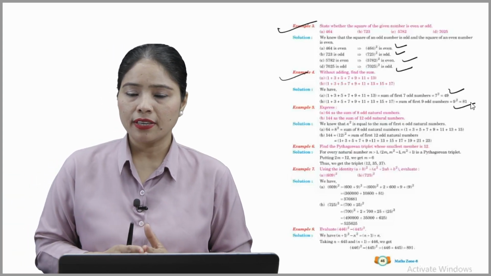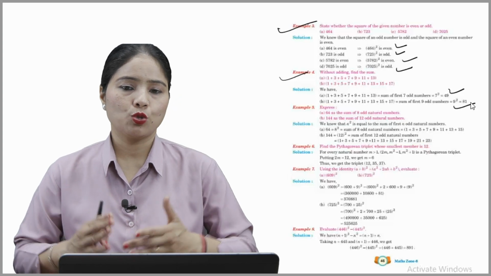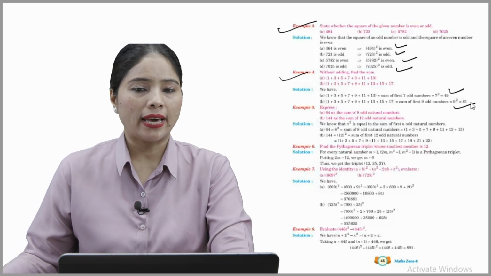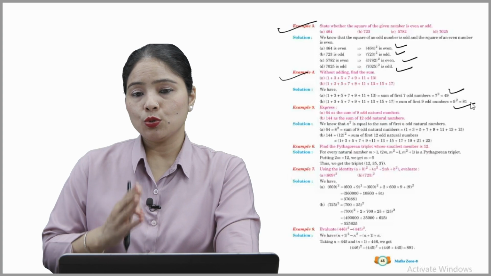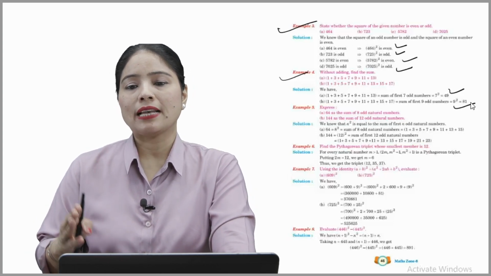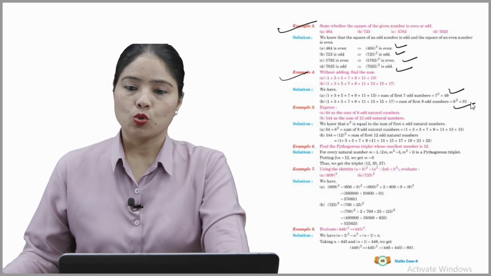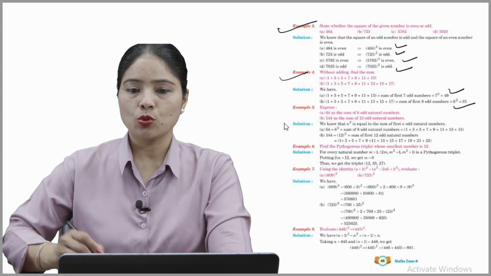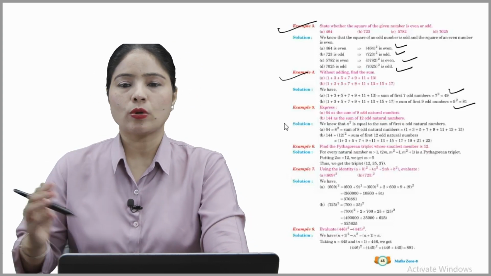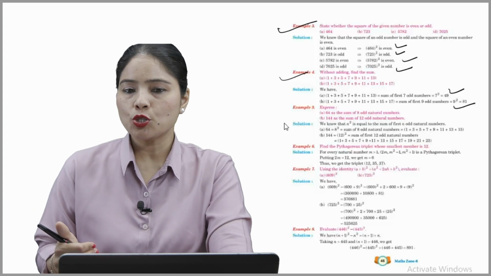So now 144 as the sum of 12 odd natural numbers. So here it is given 144. So 144 means 12 square. So it is equal to the sum of the first 12 odd natural numbers. So अगर हम इन सब को प्लस करेंगे so this is 144, that is 12 square. I hope you understood well.